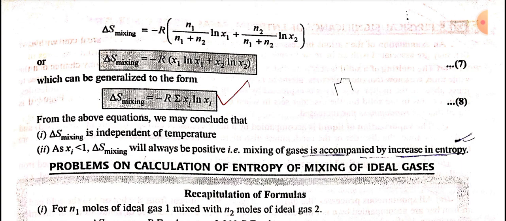From the equation, we may conclude that ΔS mixing is independent of the temperature. As xi is less than 1, ΔS mixing will always be positive. That is, mixing of gases is accompanied by an increase of entropy.